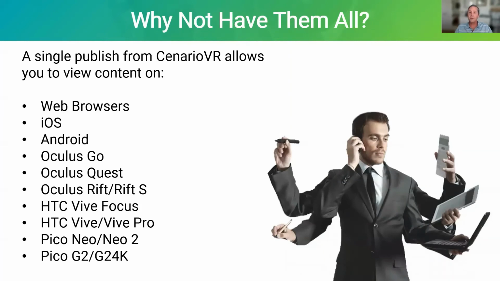The beauty of it is, though, you don't have to choose right away. A single publish from Cenario VR allows your content to be viewed on the web, on phones, and on all of the popular headsets that are out there today. There are native apps for Android, iOS, and 9 different headsets. Simply go to the store on the headset and search for Cenario VR. You can pull down the Cenario VR app and interoperate with anything that you create within Cenario VR.